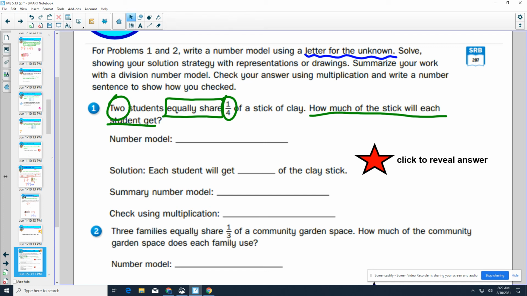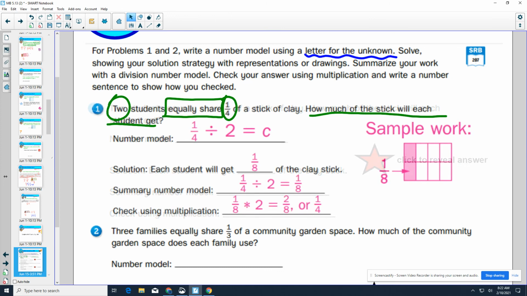Okay, hopefully you have those filled in. Let's check your answers to see how you did. So you would say 1/4 divided by 2 equals C. You could put whatever letter you want there. They put C to represent clay. So the letter is the unknown, and then the solution is where you give your actual answer. They found after doing a picture and multiplication algorithm that they got 1/8 of clay.